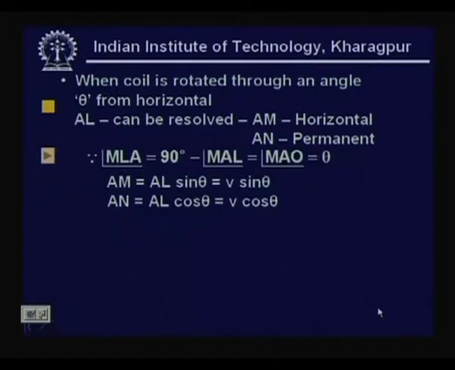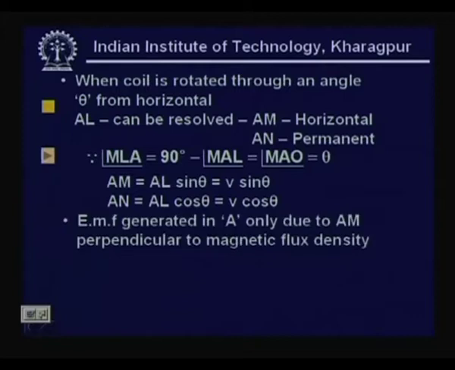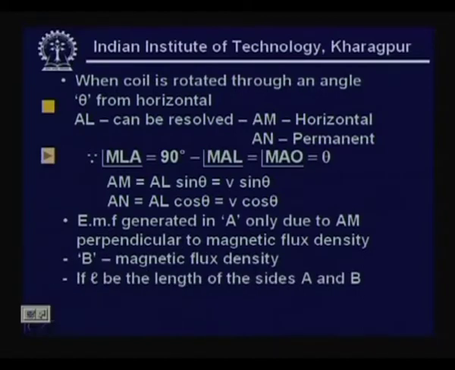Now this is the situation when the coil has been rotated through an angle theta from the horizontal. AL is resolved into AM and AN, where AM is the perpendicular component, V sin theta, and AN is V cos theta. From Faraday's law of electromagnetic induction, EMF is generated in A only due to AM, because only that component is perpendicular between the flux density and the direction.